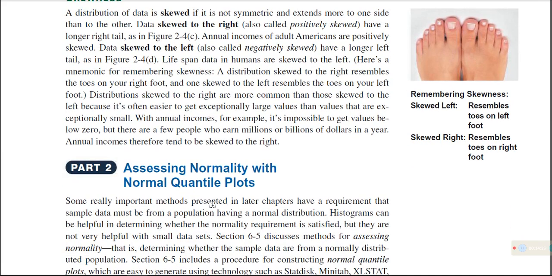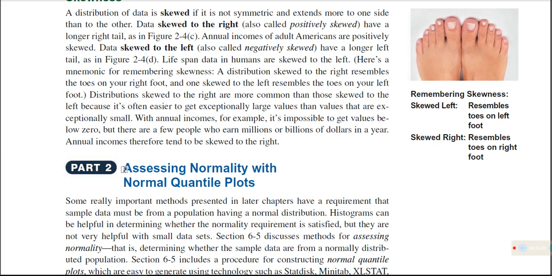Okay. Now let's go to part 2, assessing normality with normal quantile plots. So some really important methods. Ay, teka. Ano pala? Tapusin natin to. Distributions skewed to the right are more common than those skewed to the left because it's often easier to get exceptionally large values than values that are exceptionally small. With annual income, for example, it's impossible to get values below zero, but there are a few people who earn millions or billions of dollars in a year. Annual incomes, therefore, tend to be skewed to the right.